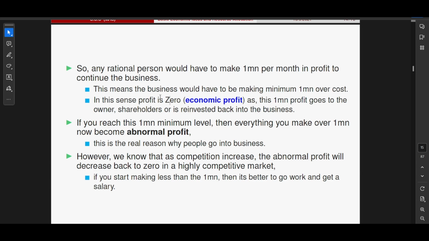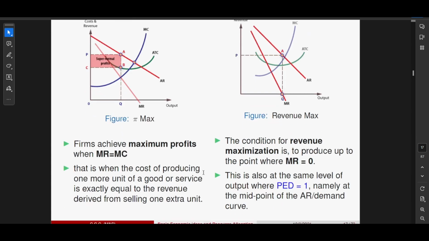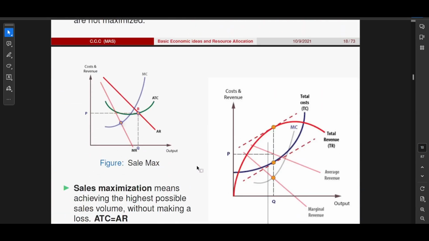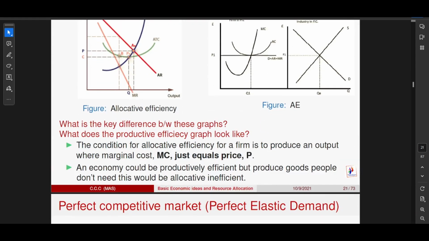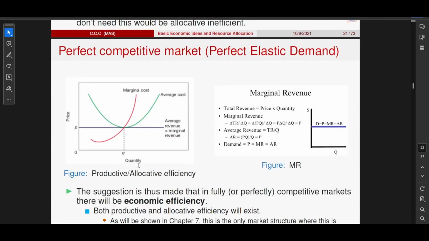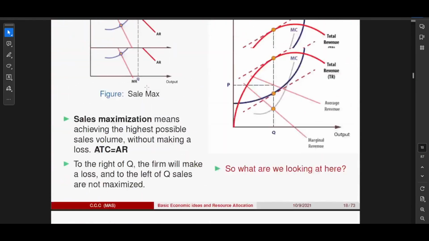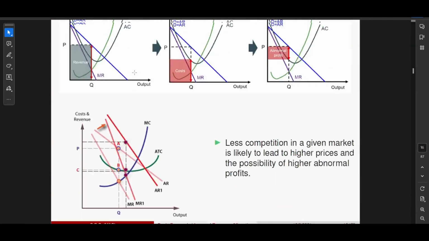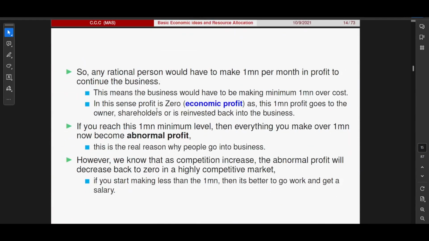So if we look at it, I should have a formula. I don't have it. I didn't put the formula. Right. So the idea is, what we're saying here is that the opportunity cost is 1 million also.